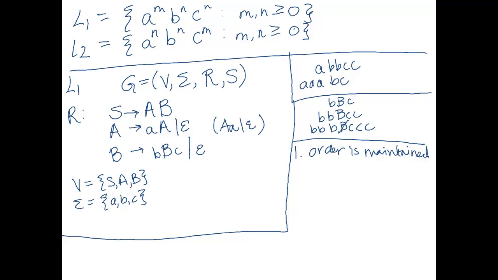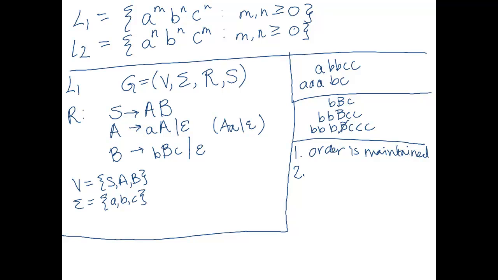The rule B goes to b, big B, C is always going to put B's to the left of C's, and then back to our argument about the rule S goes to AB. A's will always be to the left of B's, so we know B's are always going to be in the middle, and then we know that C's will always be on the end. Okay, so that's the first thing we need to check.